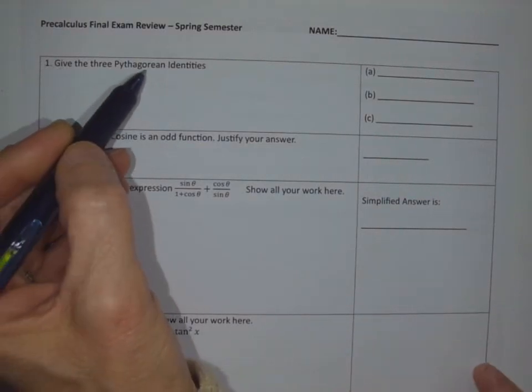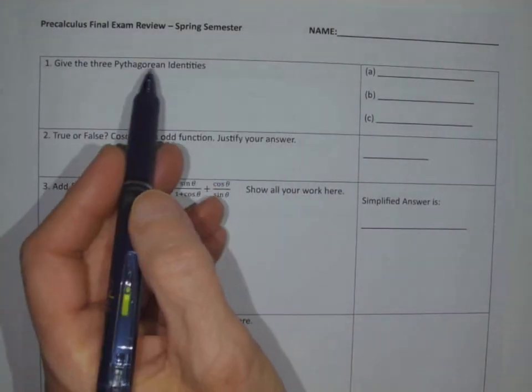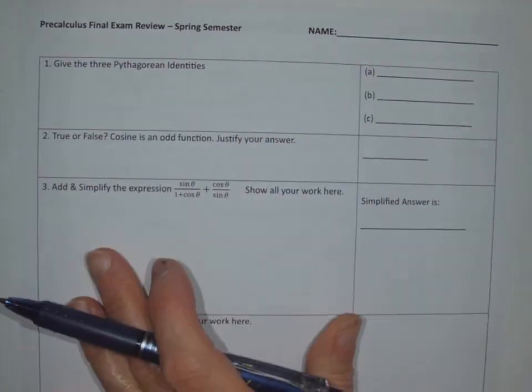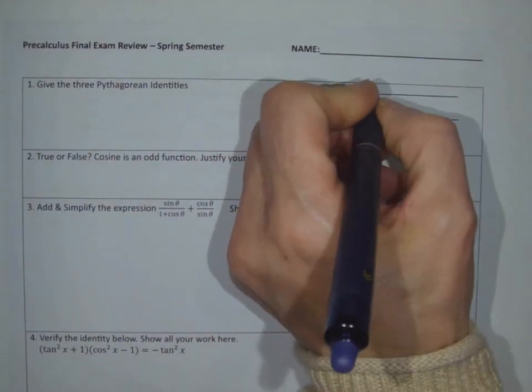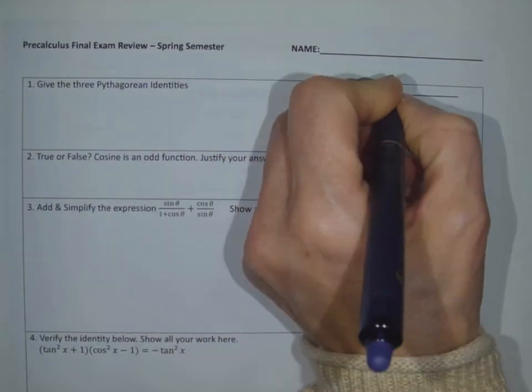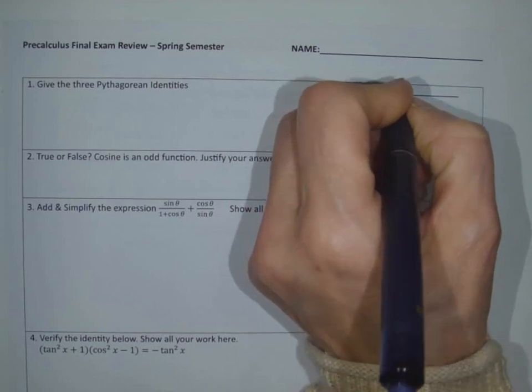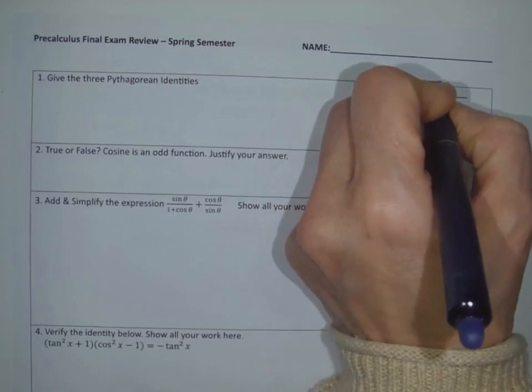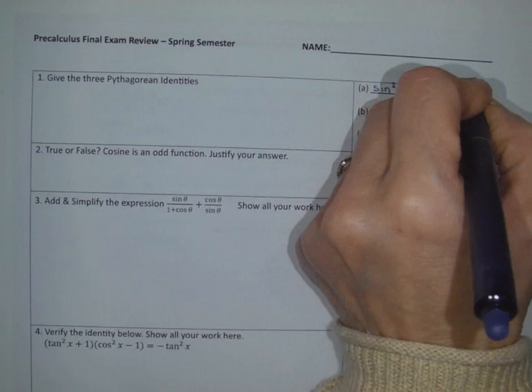Give 3 Pythagorean identities. So there is no magic, right? You just need to know them. So the 3 Pythagorean identities. It will be sine squared of x plus cosine squared of x equals 1.